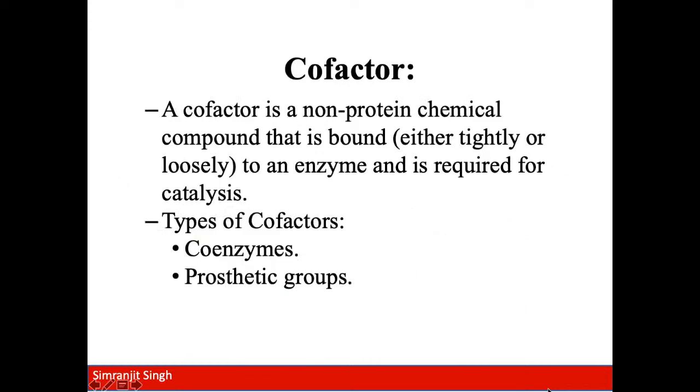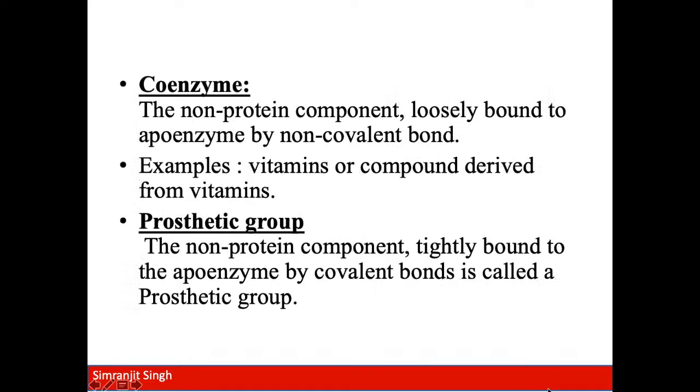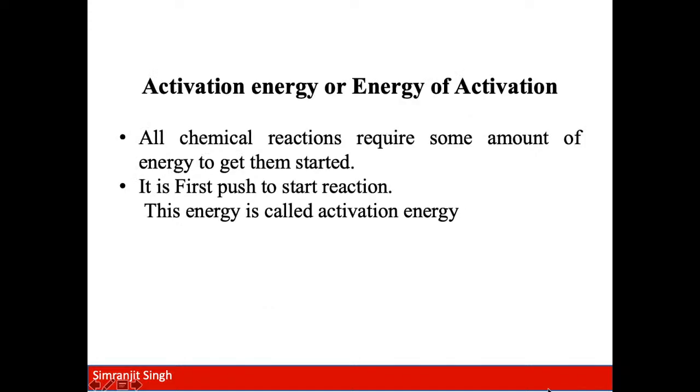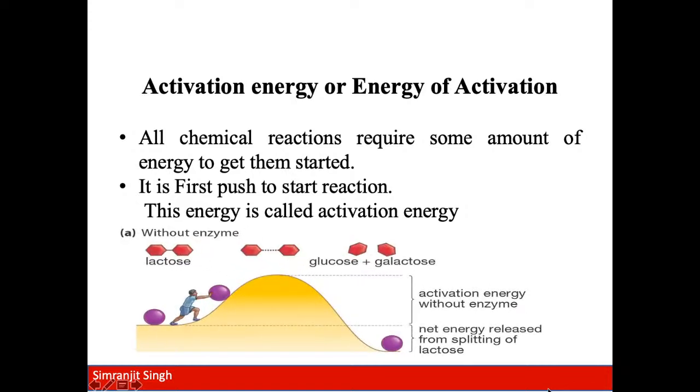And these cofactors are of two types. Coenzymes are loosely bound to the apoenzyme by a non-covalent bond, whereas prosthetic groups are the non-protein component tightly bound to the apoenzyme by a covalent bond. These enzymes are quite specific. They mainly lower the activation energy in order to make the reaction fast. So like this we can see, without enzyme it is high, and with enzyme it is lowered.